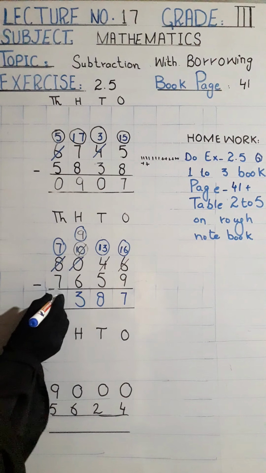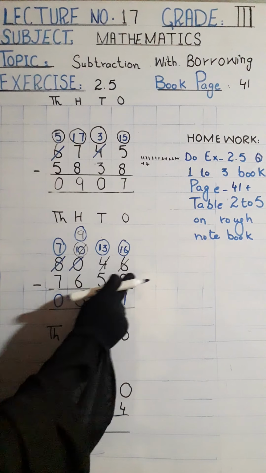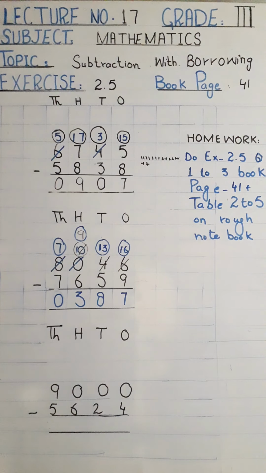So we will subtract 7,659 from 8,046. The answer is 387, and this answer is called the difference. Oh, look at the next example.